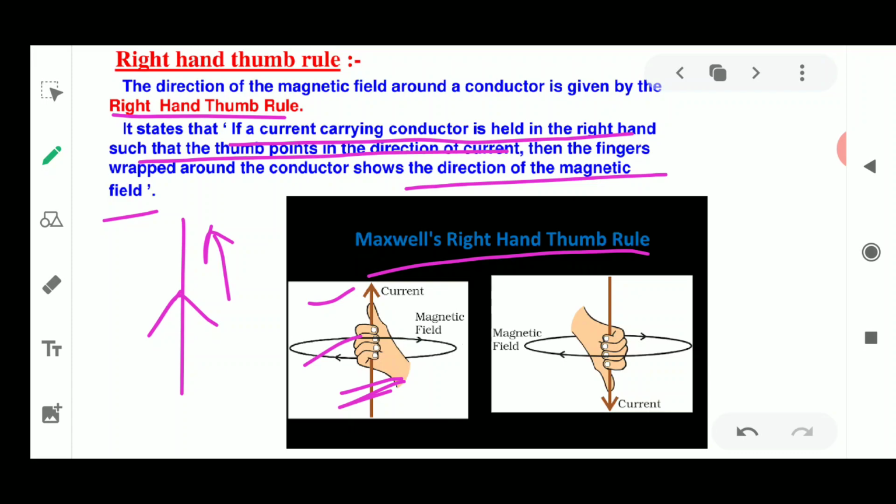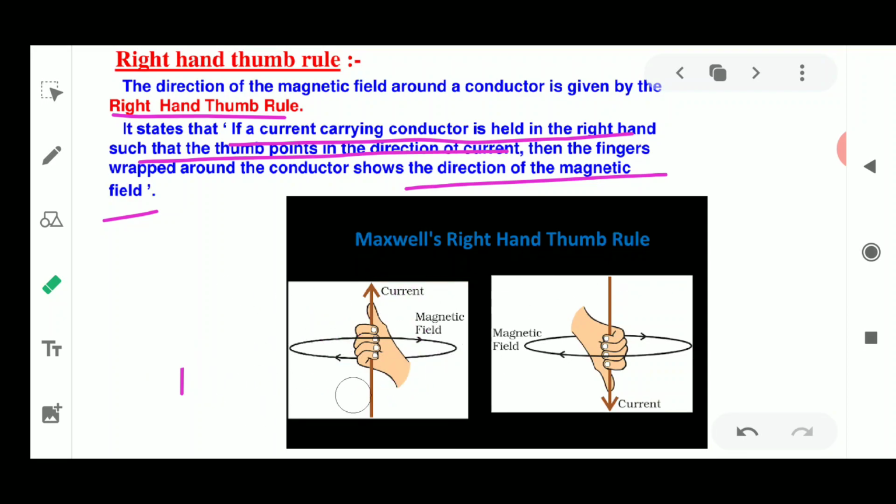The current is shown in the form of this thumb, then your fingers are going to point to the direction of your magnetic field. So this rule says that the direction of current which is flowing through this conductor is going to tell you about the direction of magnetic field. So this is very clear that the direction of current decides the direction of magnetic field.